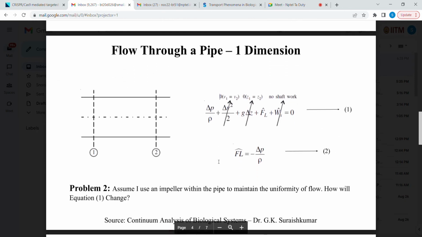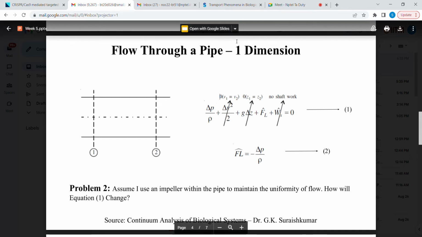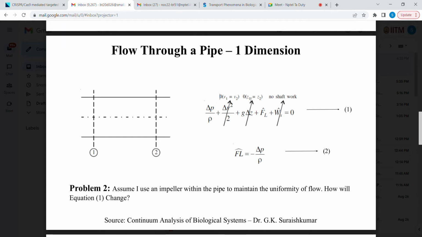Now, consider the flow through the two dimension, the aerial two dimension. I have put it as one dimension; I will correct it and then upload the slide. Now, why is V1 equal to V2? What is the assumption? So this is 1, this is 2. Why is V1 equal to V2?